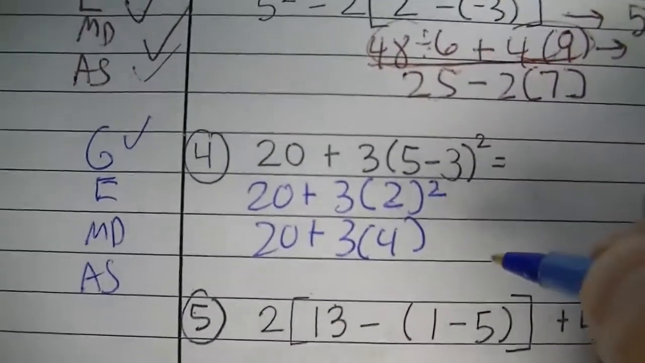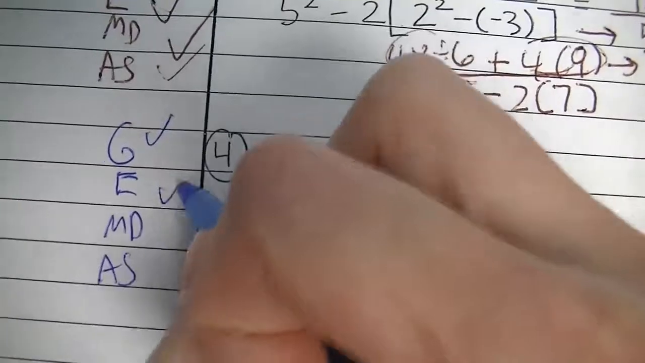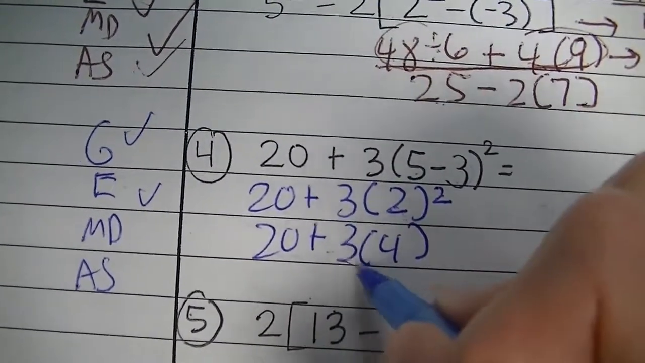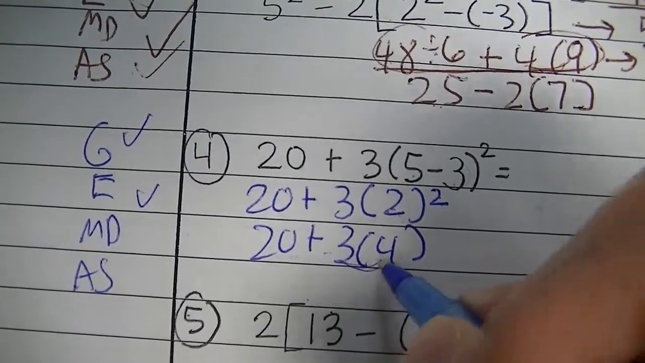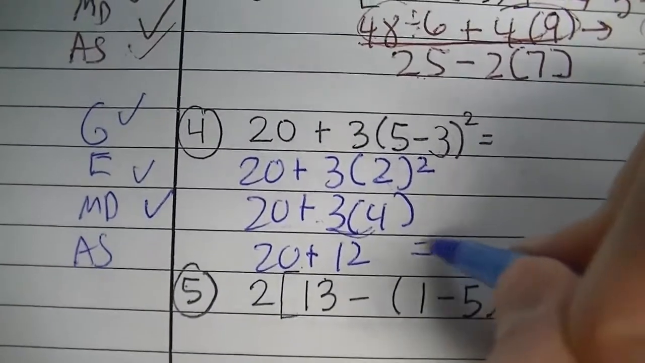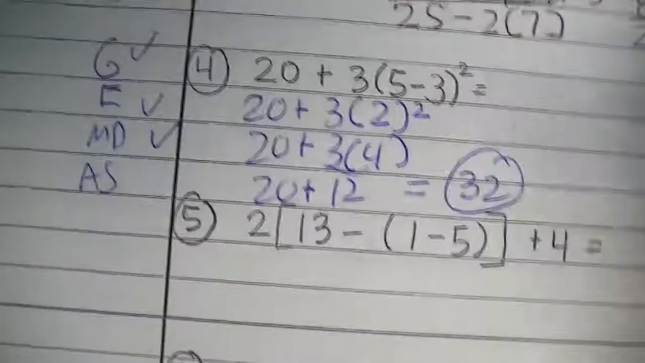Okay? And next up is multiply and divide from left to right. So don't you dare add that yet. You can't, because this is multiplication. You have to do that first. So it's really 20 plus 3 times 4, which is 12. Okay? Now add and subtract from left to right. 20 plus 12 is 32.